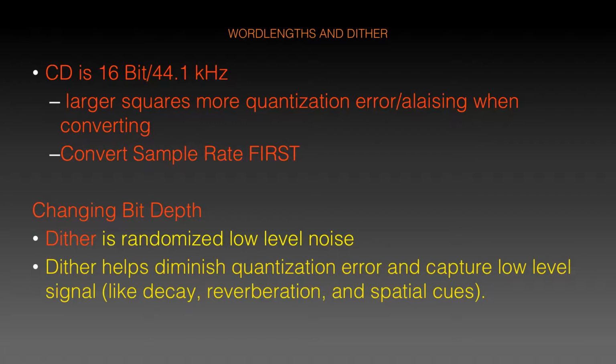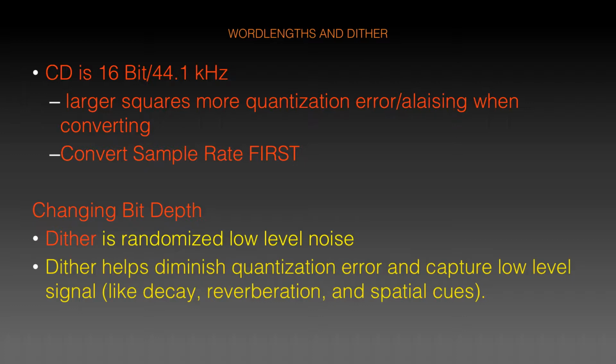One problem that happens when we're doing recordings is we have this high resolution recording, but then we have to distribute it on a medium like a CD, which is 16-bit 44.1. And the larger squares are more likely to create this quantization error and aliasing when converting. So when we are converting, the first thing you need to do is convert the sample rate. The next step is to change the bit depth. This is done by adding dither, which is low-level randomized noise. Dither helps to diminish this quantization error and capture low-level signal like decay, reverberation, and spatial cues.